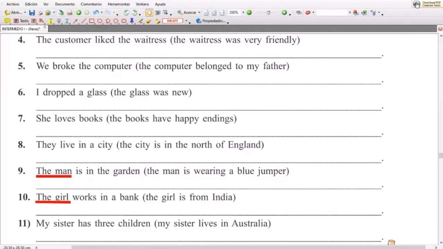Number 10. The girl who works in a bank is from India. Can you give me a different option? The girl who is from India works in a bank. You see, it's very nice. Teacher, but which one is the correct? Both of them, but that depends on you as a speaker. Is it more important for you to tell me that she's from India or that she works in a bank? It depends on you. Both of them are correct. Okay, good. Number 11.